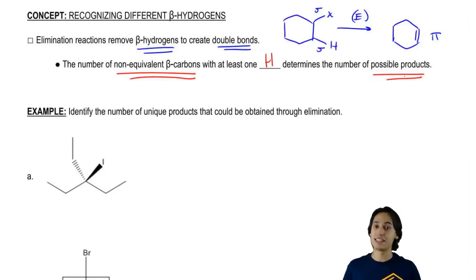So I want you guys to look at example A and try it yourself. Try to figure out exactly how many different products you could get from A by looking at the beta carbons and seeing if they have hydrogens. And then I'll explain the entire question, how to do it. So go ahead and get started.